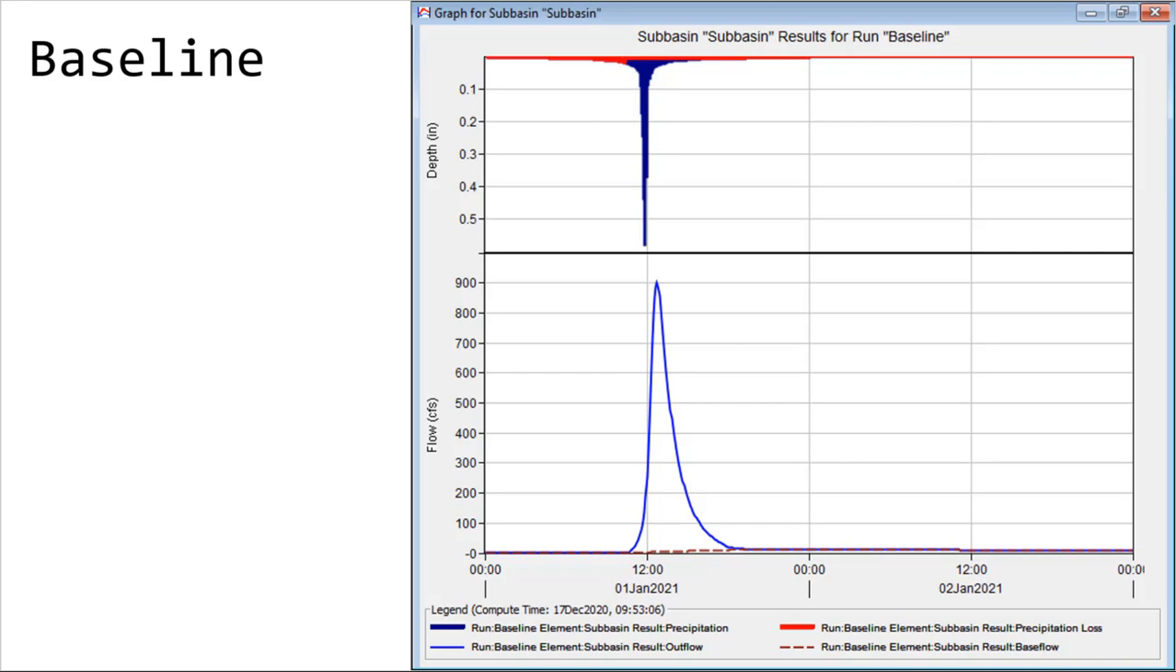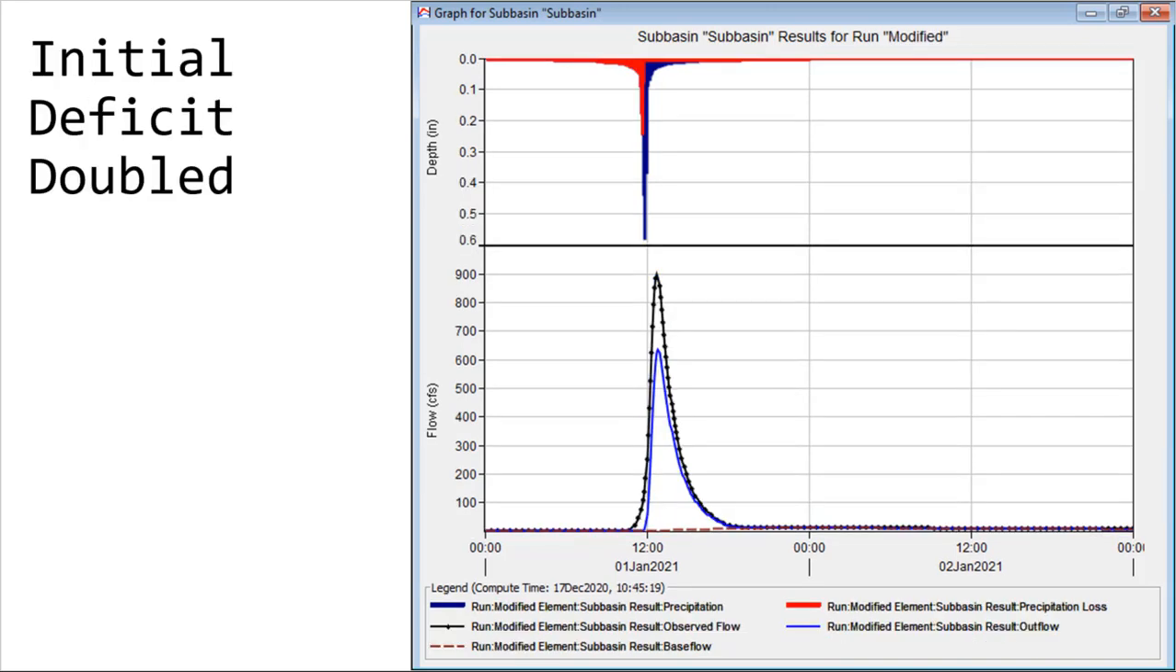The output hydrograph will be used as an observed data time series for the subbasin element that we're simulating. This view of the subbasin result allows us to look at the behavior of the loss parameters on the input hydrograph on the top, as well as the output hydrograph, which shows both the total outflow hydrograph as well as the baseflow contribution. The first result shows the change that occurs when the initial deficit is doubled.